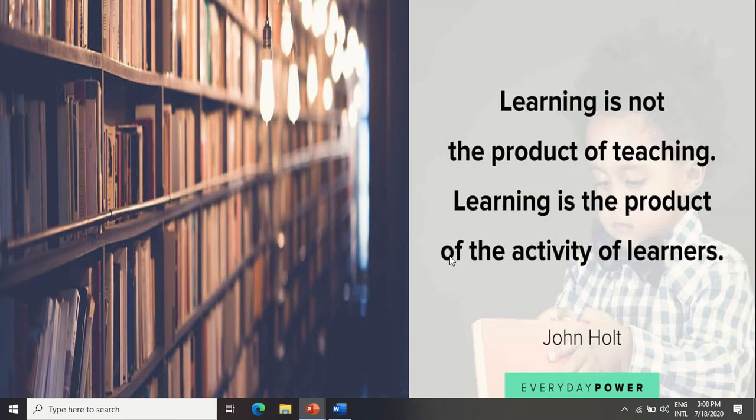There is a nice moral for you. Learning is not the product of teaching. Learning is the product of the activity of the learners. Dear students, until you give your 100% effort to a study, you will not be able to learn anything. This is not the duty of teachers. Teachers can give you only guidelines, but the effort should be given by you.